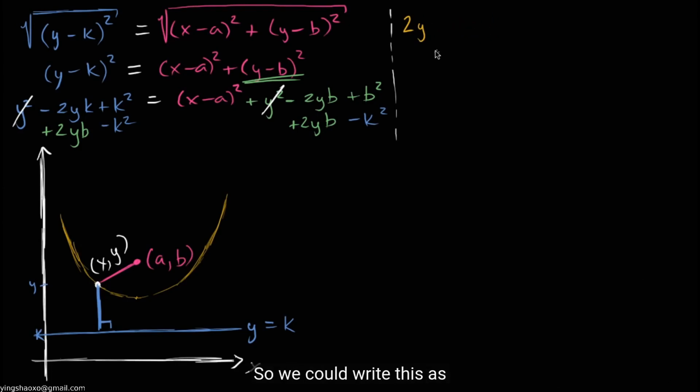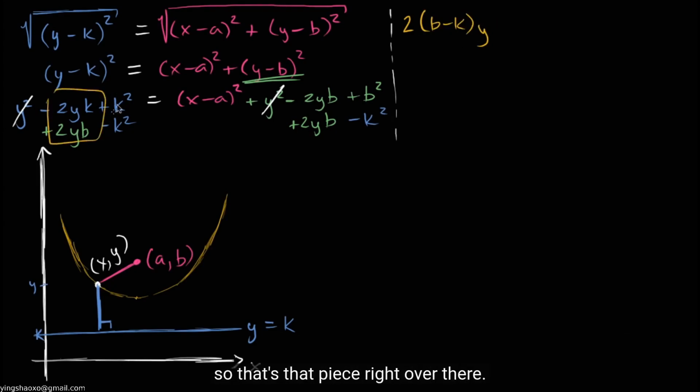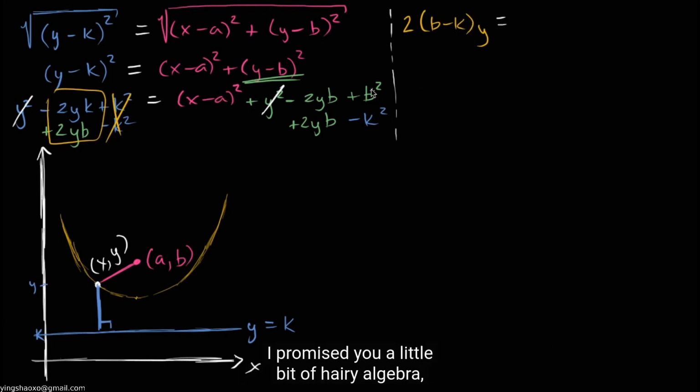So we could write this as 2 times b minus k y, if you factor out a 2 and a y. So that's the left-hand side. That's that piece right over there. These things cancel out. Now on our right-hand side, I promised you a little bit of hairy algebra, so hopefully you see that I'm delivering on that promise.